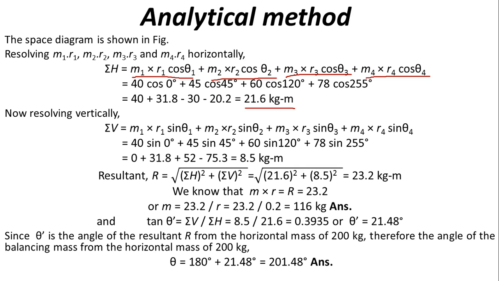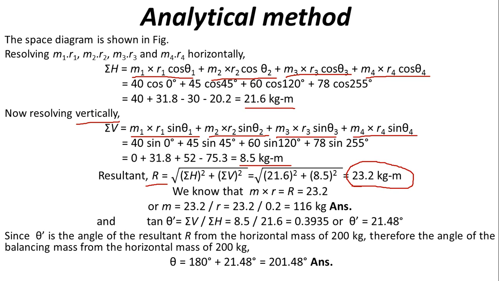Same way you will resolve this vertically, that is summation of V. So m1 into r1 into sin theta 1, m2 into r2 into sin theta 2, plus m3 into r3 into sin theta 3, plus m4 into r4 into sin theta 4. Again substitute the values, and you will get the summation of vertical forces as 8.5 kg meter. Okay. Next, the resultant can be found from the root of summation of H square plus summation of V square. So you get the resultant value as 23.2 kg meter.